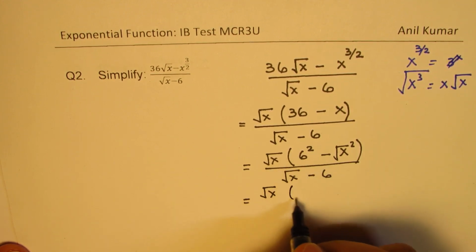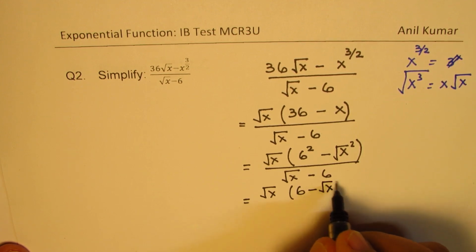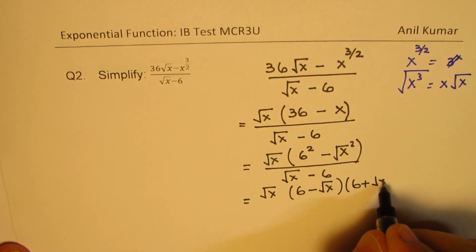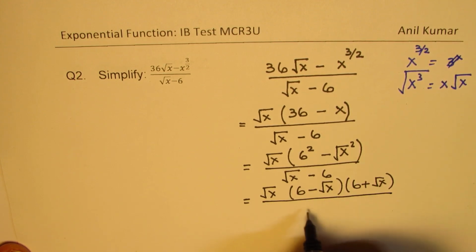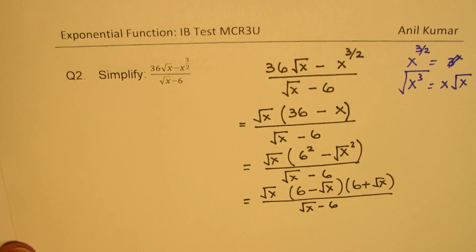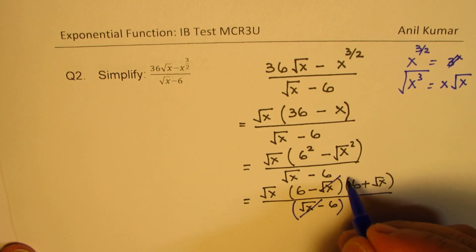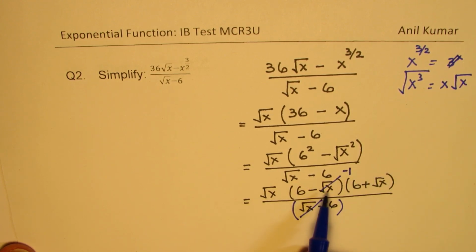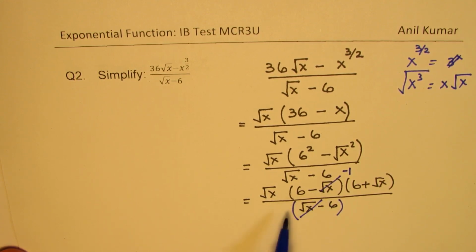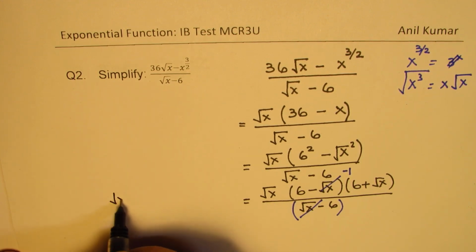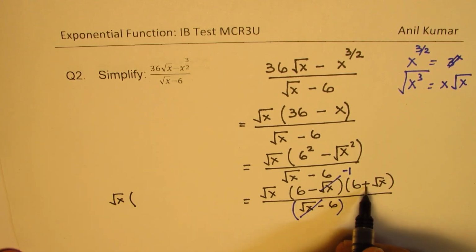So once you factor, you get 6 minus square root x times 6 plus square root x. Now we have a common factor in the numerator and in denominator. Do you see that? Now this square root x minus 6 and 6 minus square root x can be cancelled with negative 1, right? So if you take negative 1 common, it becomes square root x minus 6. So now this can be factored. Does it make sense to you?